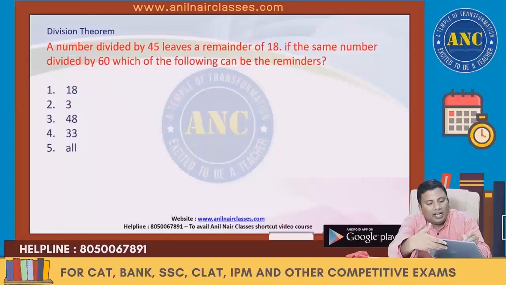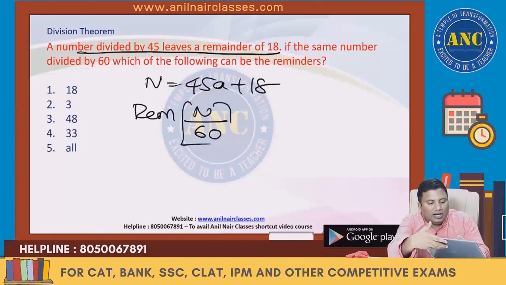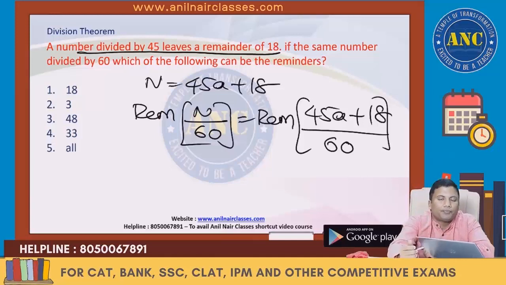When divided, directly I will write. A number when divided by 45 gives a remainder 18. What is the remainder when this number is divided by 60? It is nothing but (45a + 18) divided by 60.